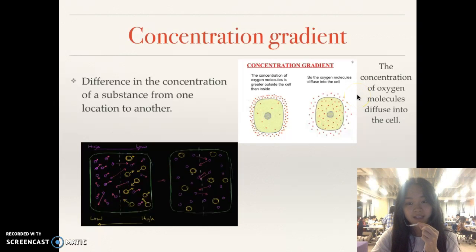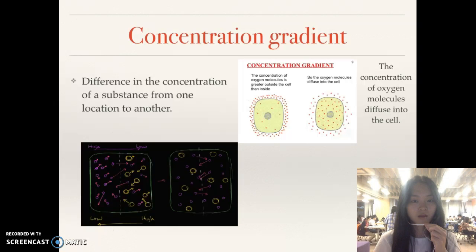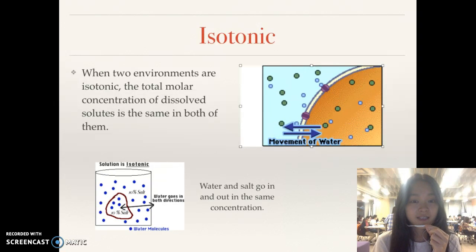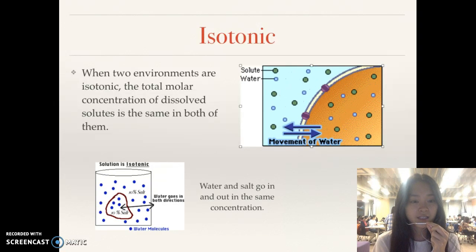So let's look at an example that is about oxygen. Outside of the cell, the oxygen was more highly concentrated. So they need to get into the cell so that the concentration gradient can get more equal. So let's look at the second one, isotonic.